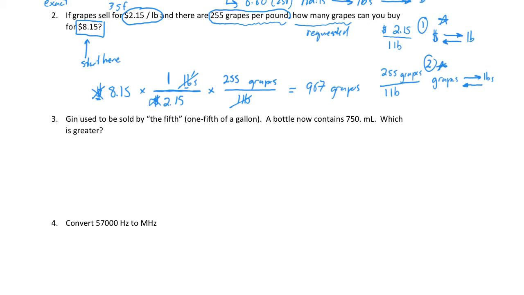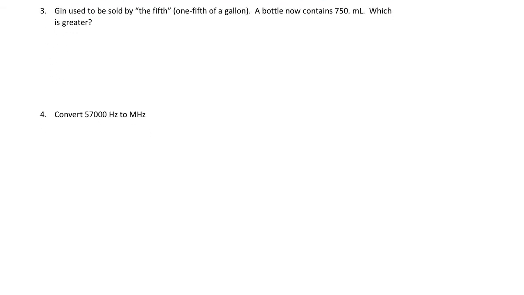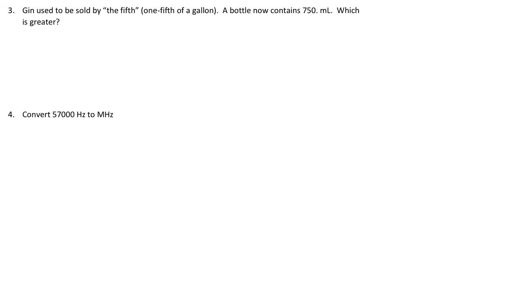Okay, so the next problem here is number 3. And let's kind of read through it. It says that gin used to be sold by the fifth, in quotes. And what that means is a fifth was actually 1/5 of a gallon.